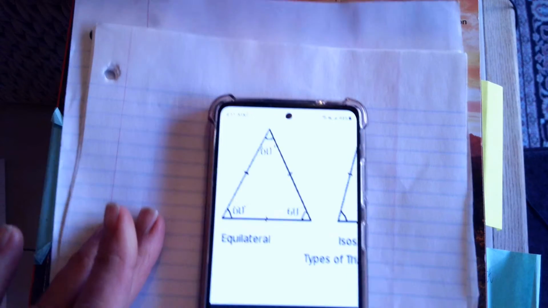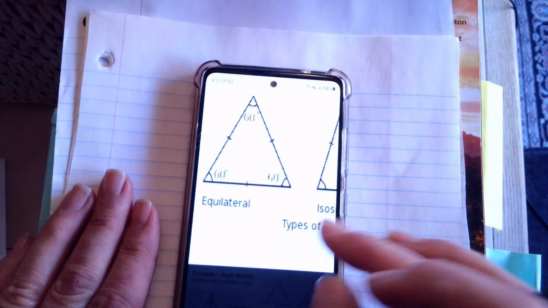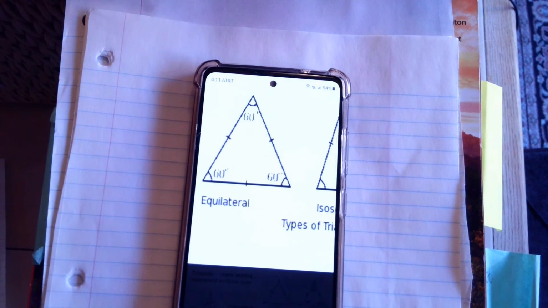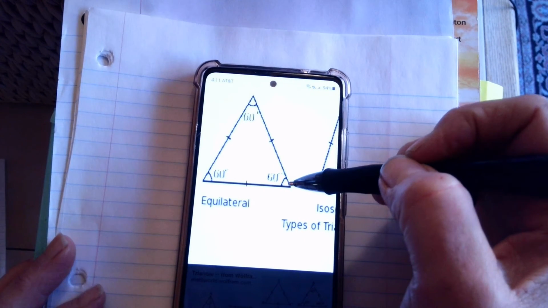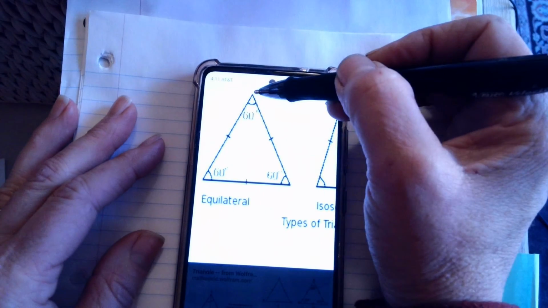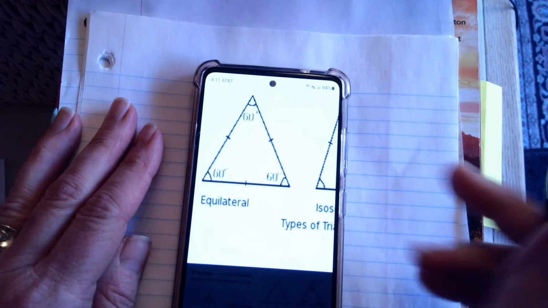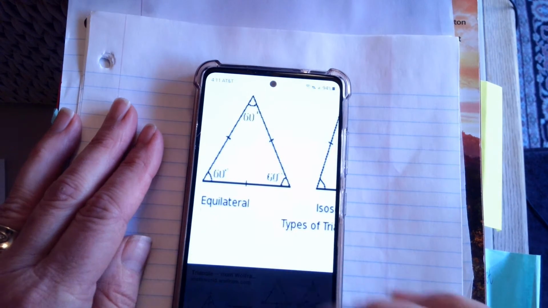We are going to start with the 3 types of triangles. So you were right. Equilateral has 3 sides that are exactly the same. So this side is the same exact length as this side and is the same exact size as this side. So all 3 of the sides, they're equilateral.